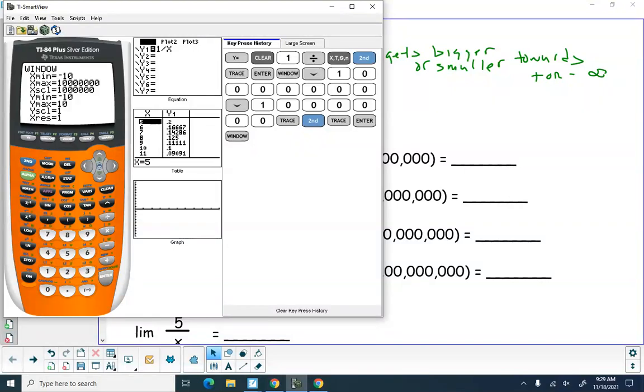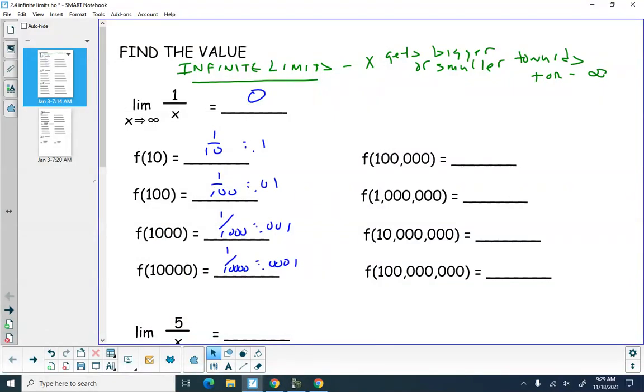It doesn't matter what the y is. But what we see here, as we keep on getting bigger and bigger, we just keep on getting closer to a value of 0. As x gets bigger, 1 over x gets smaller and smaller and smaller.